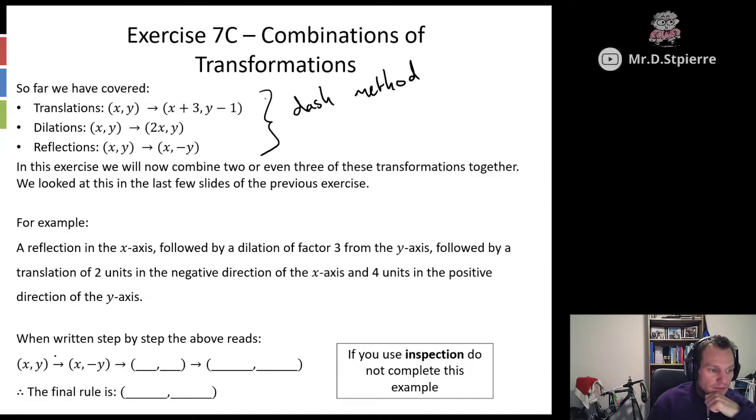First steps first, the first step is our reflection. Then we have our second step, which is our dilation of 3, followed by a translation, a double translation. They're together, because we can do translations together. The other ones have to be done separately as the order matters.